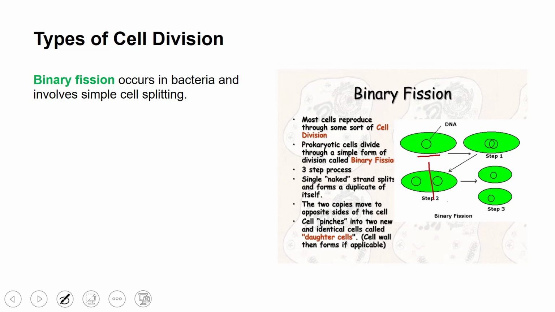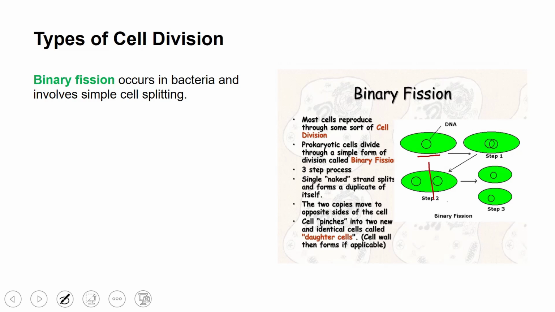So most cells reproduce through some sort of cell division. Prokaryotic cells divide through a simple form of division called binary fission. One cell will divide itself first, the nucleus of that cell will divide, and later on, the cell will completely divide itself. So there are 3 processes that are involved in this cellular division.